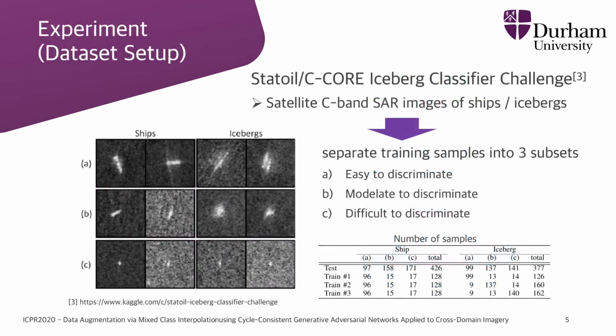We evaluate our approach on a SAR image object classification task using a public dataset. This dataset contains small satellite images labeled ship or iceberg. We separate the dataset into test and training datasets. Subsequently, the training dataset is divided into 3 subgroups based on the difficulty of classification by hand.